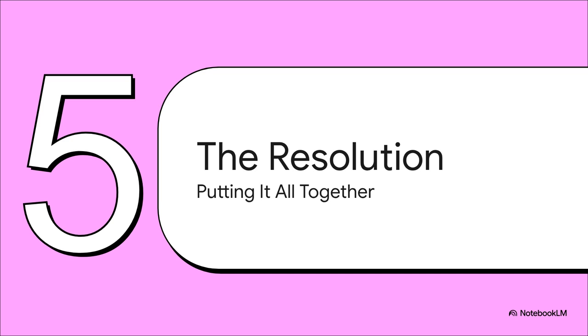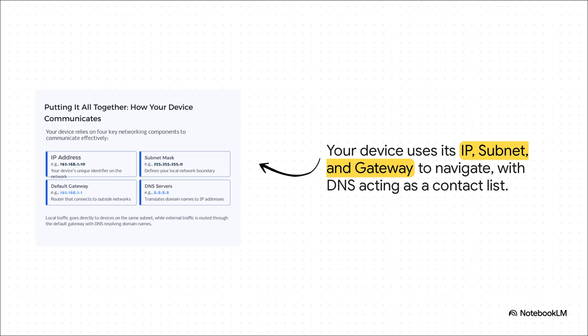So let's put all these pieces together, add one final piece to the puzzle, and see the whole picture. Here's the whole shebang. You've got your IP address, that's your unique ID. You've got the subnet mask, which defines your local neighborhood. And you've got the default gateway, which is your door to the outside world. But there's one last helper we need to mention, DNS. That stands for Domain Name System. Just think of it as the network's address book. It's the system that translates a name you can remember, like google.com, into the IP address that computers actually understand.